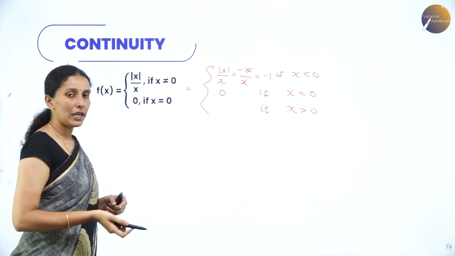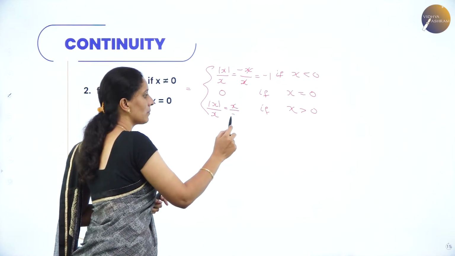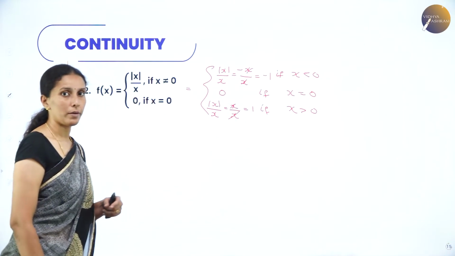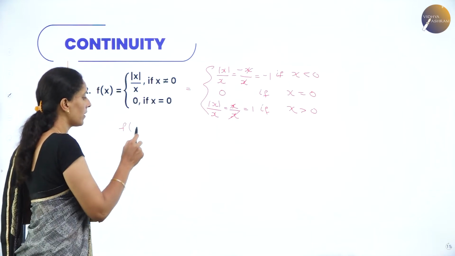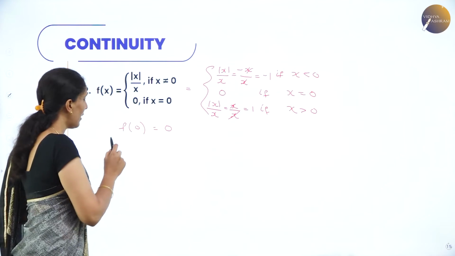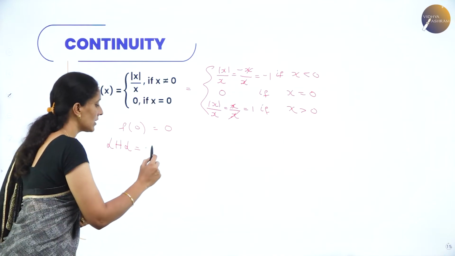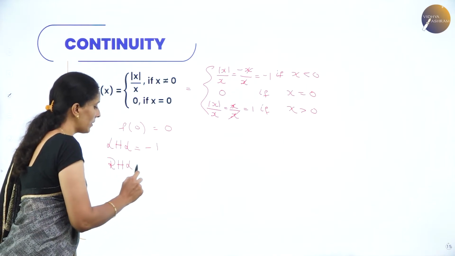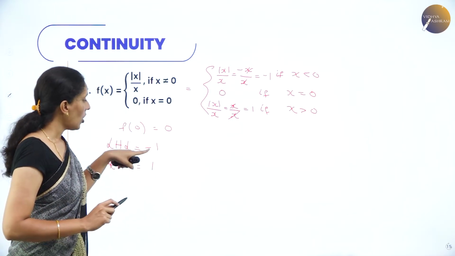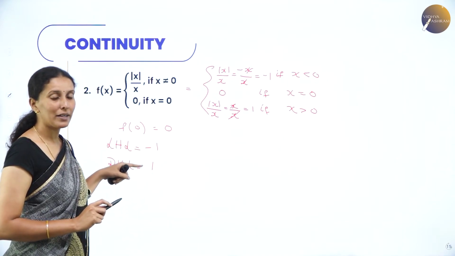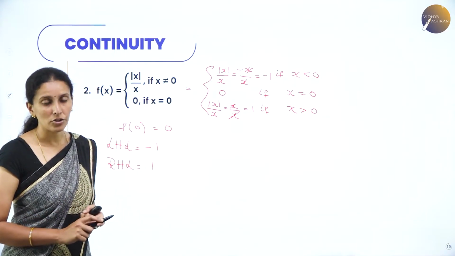What happens if x is greater than 0? Whenever the value is greater than 0, modulus x is positive only. That is, mod x by x is nothing but x by x, so the value is equal to 1. Clearly, as defined here itself, f of 0 is 0. Look at the left hand limit. The left hand limit is equal to minus 1. And what about the right hand limit here? The right hand limit is equal to plus 1. Clearly you can see the function is not continuous because the left hand limit and the right hand limit are not one and the same, and it is not equal to the value of the function also.